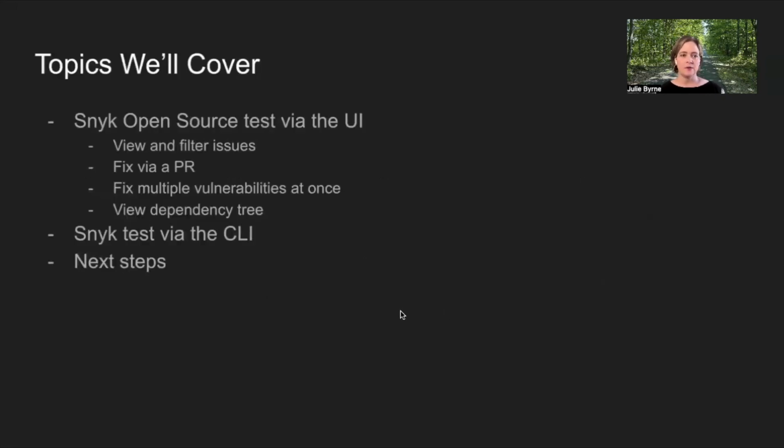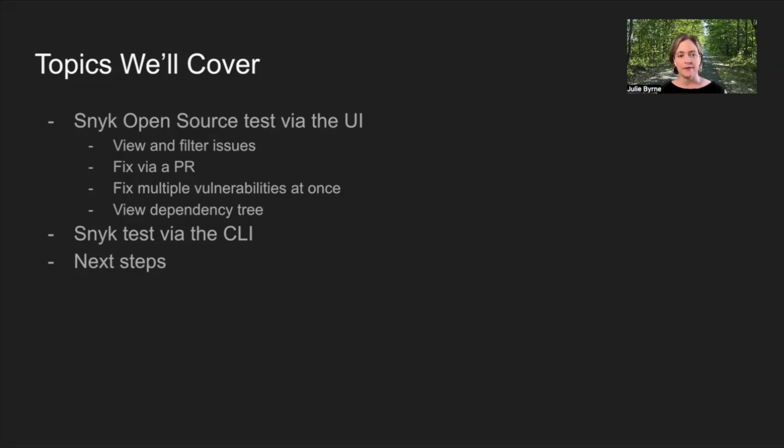So today we're going to start with the test via the UI. I will show you a project that I've imported from GitHub, and we will take a look at the issues from the UI and how to filter those issues, work with those issues, and then prioritize and fix a particular issue via a PR in GitHub.